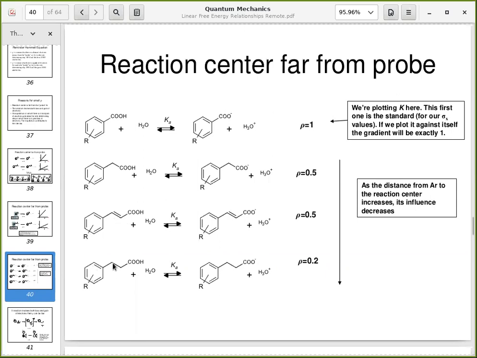And then finally, if we've only got aliphatic carbons between that, you can see that the reaction constant drops right down to 2. So having the reaction center far from the probe is problematic, and so it'll reduce the reaction constant. So you might end up with a very low magnitude of reaction constant because the reaction center is far from the aromatic system. Right, that's the first reason why rho could be small.